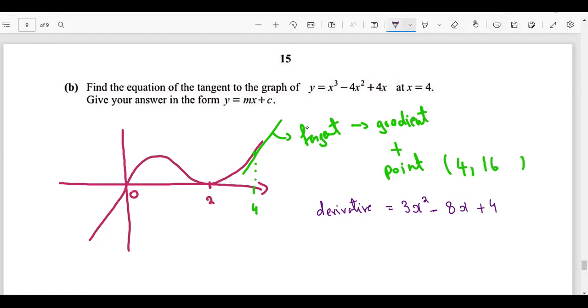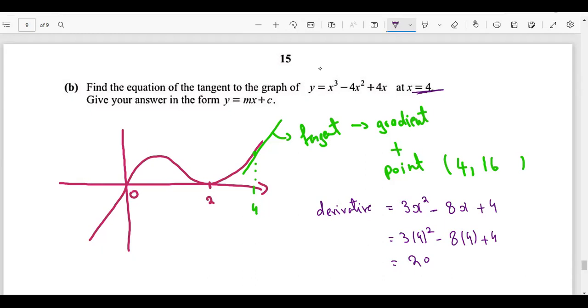All right. Once we have the derivative, we need to plug in this x coordinate, 3 into 4 squared minus 8 into 4 plus 4, and this is going to give you the value of the gradient. Can anyone tell me what value is coming out for the gradient? Very good. It is 20. Now we have the point, we have the gradient.